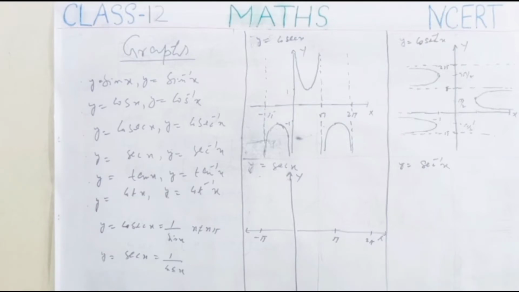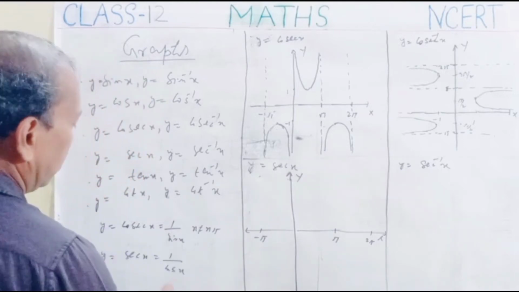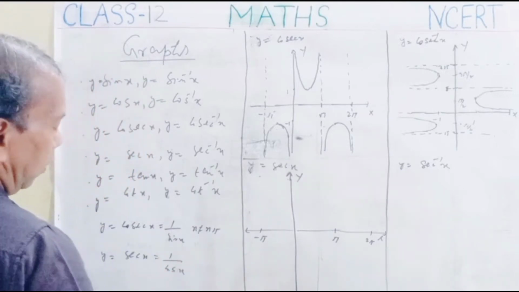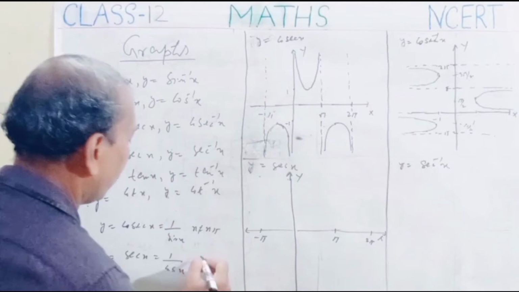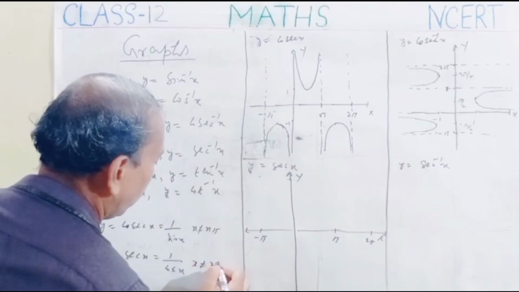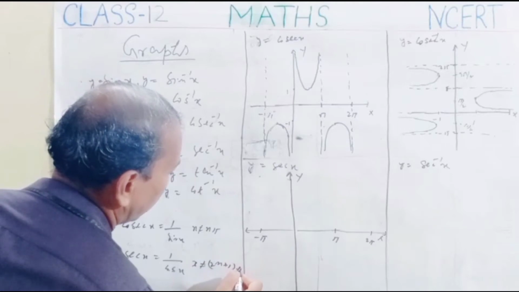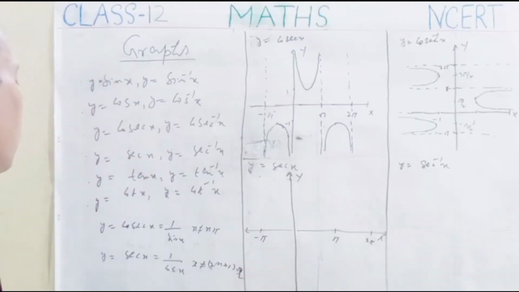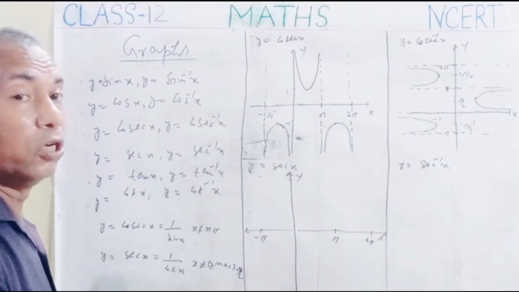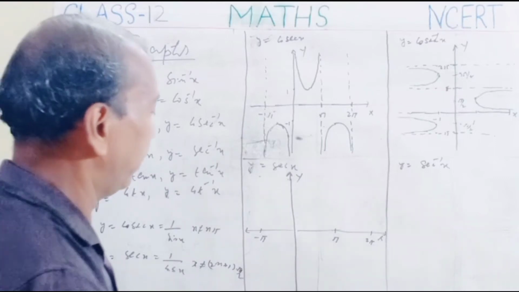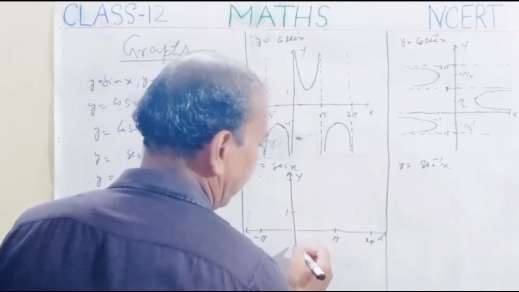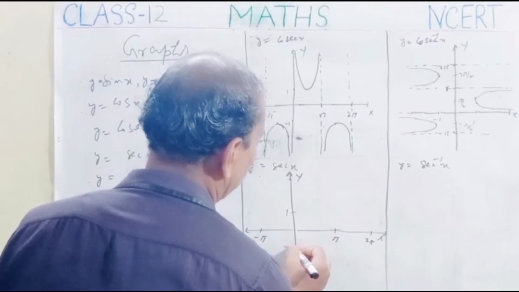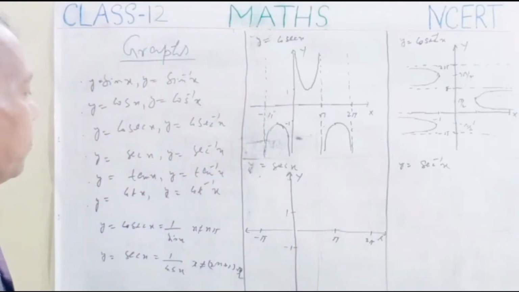Since y is equal to 1 by cos x, this term cos x must not be equal to 0, otherwise it is going to be infinity. So x must not be equal to (2n plus 1) times pi by 2, an odd integral multiple of pi by 2. Now I am taking the values here. Suppose this value is 1, and here the value is minus 1.